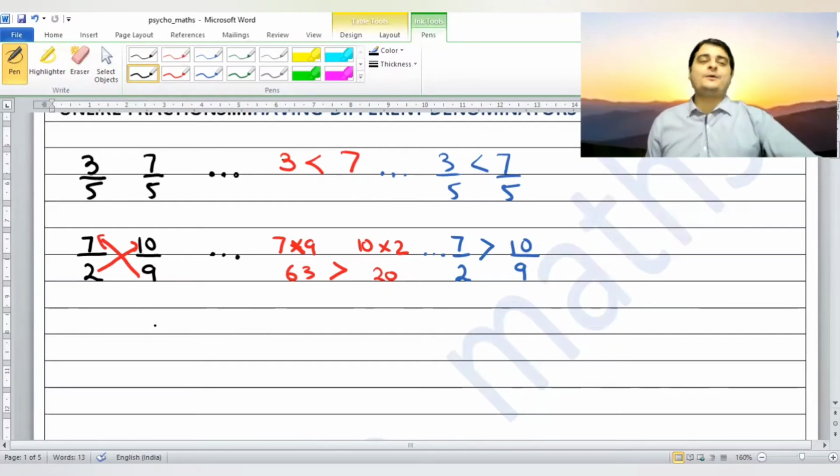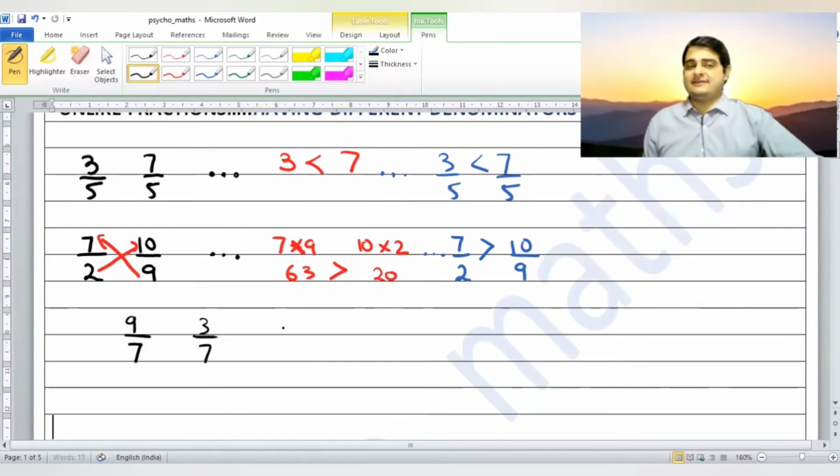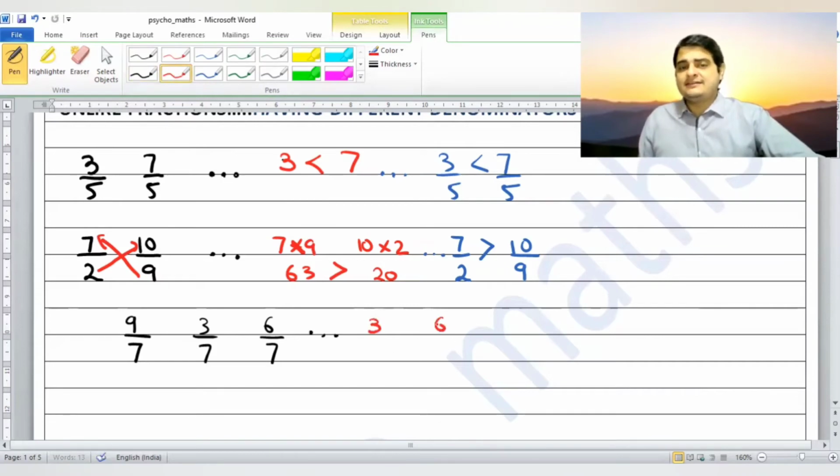Yes, check it now. Let us say we take more examples, like 9 by 7, 3 by 7, and 6 by 7. See, all three are like fractions. Since all these three are like fractions, we just need to arrange the numerators and then you are done with it. That's what you are supposed to do with like fractions, as 3, 6, 9.